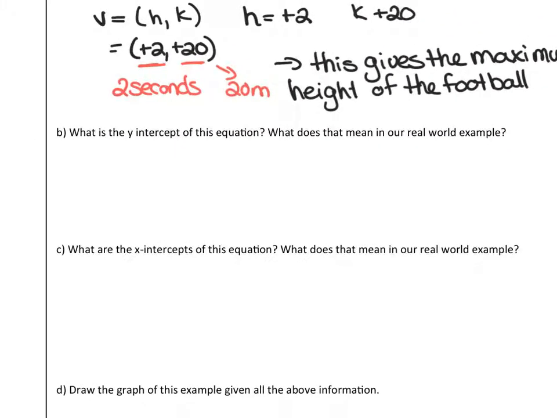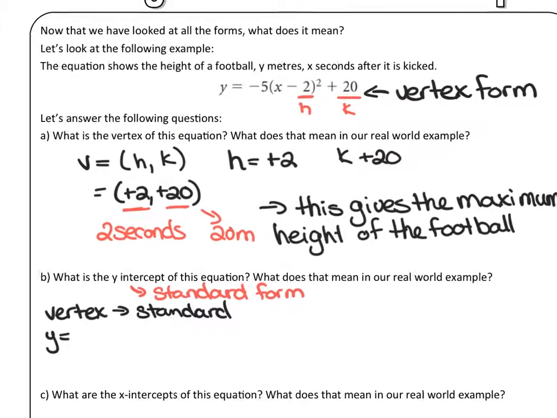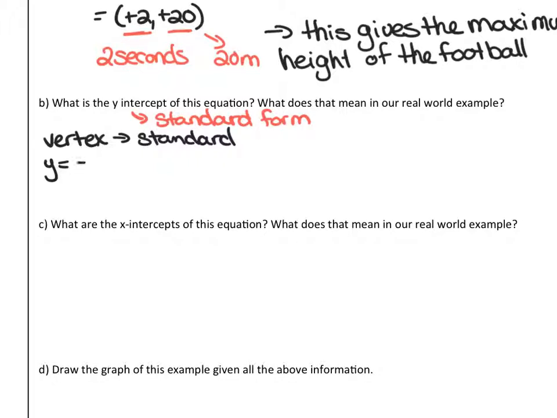What is the y-intercept of this equation, and what does that mean in our real world example? The y-intercept comes from the standard form. And I already showed you how to change from the vertex form to the standard form, so we're going to do that. We've got y equals negative 5 times (x minus 2) squared plus 20. We're going to expand it, simplify, and put it into standard form.